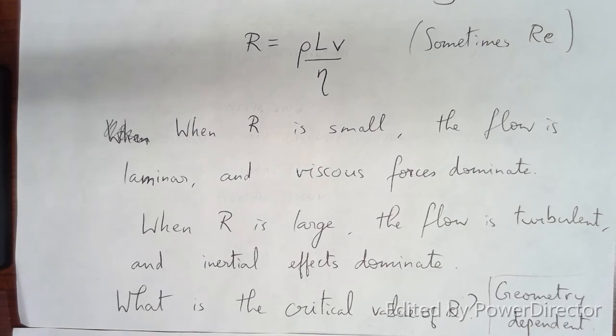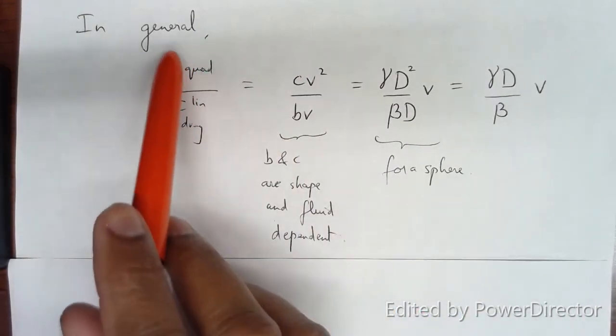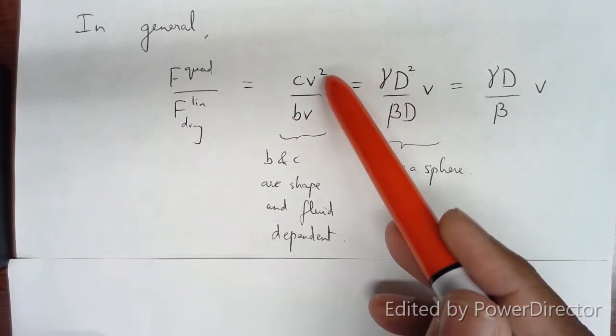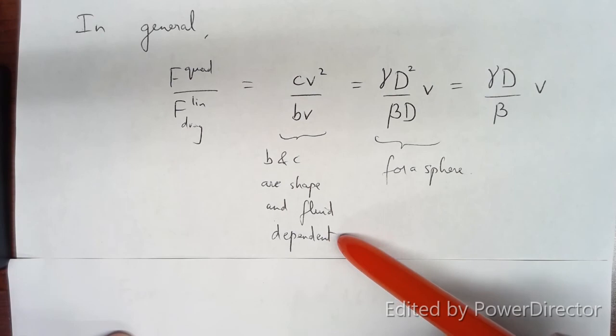There is no hard and fast rule, and it is geometry dependent, but once you determine what it is, you can use that same geometry and different length scales to determine how it behaves. In general, for us, we will say that F quad over F linear drag is C v squared over B v, where B and C are constants that depend on the shape of the object and the fluid that it is moving through.